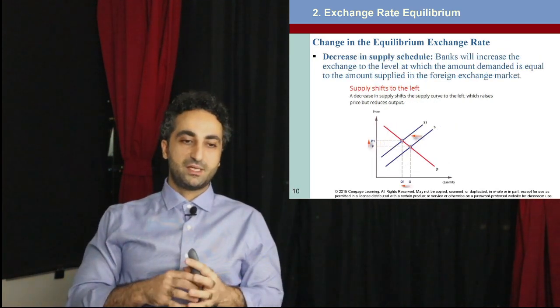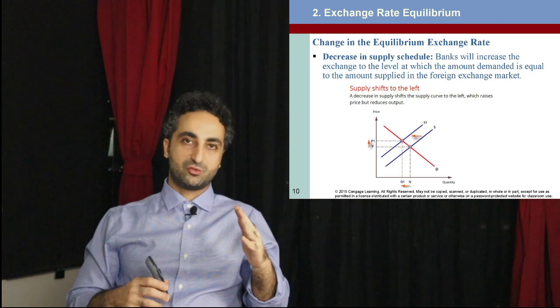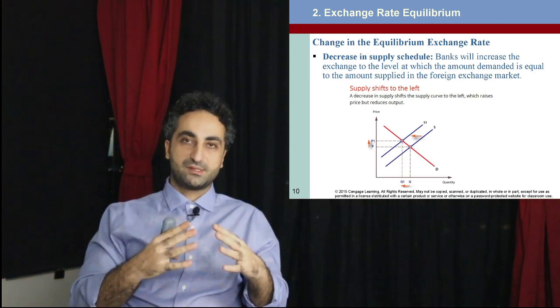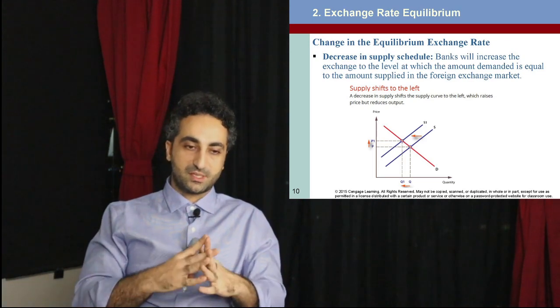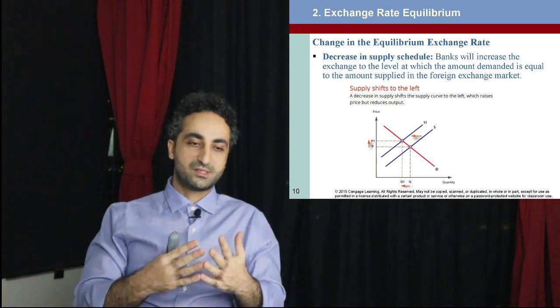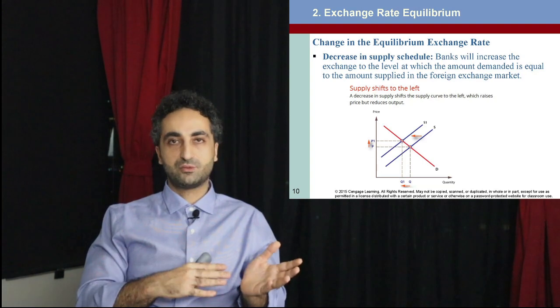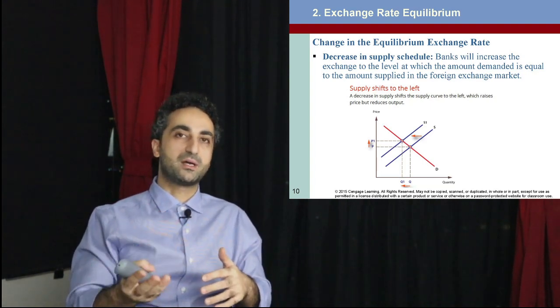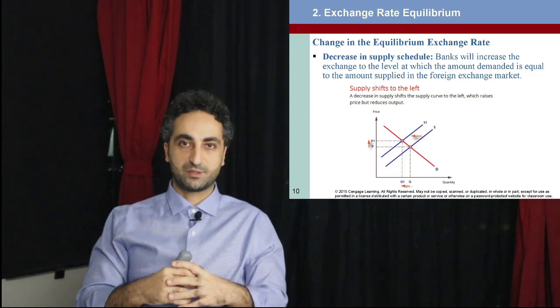And finally, a decrease in supply schedule. Banks will increase the exchange rate. So when there is a decrease in the supply schedule, banks will increase the exchange rate to the level at which the amount demanded is equal to the amount supplied in the foreign exchange market.